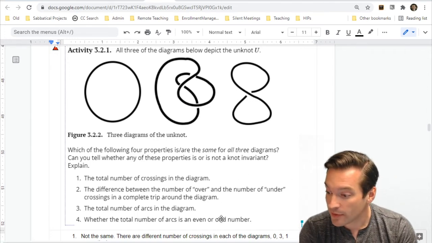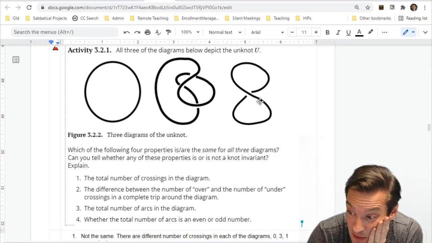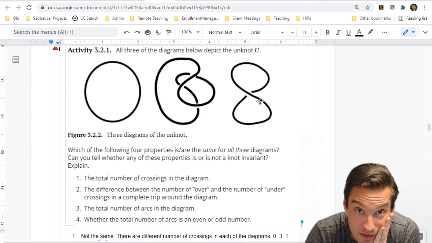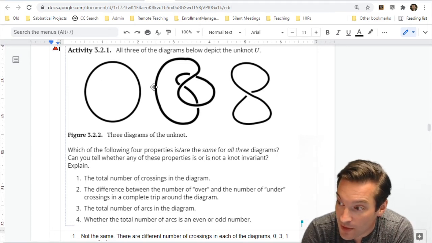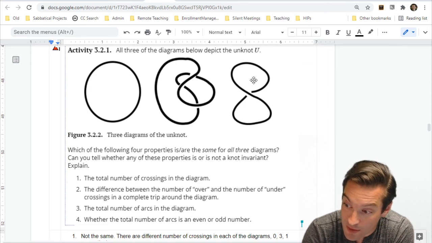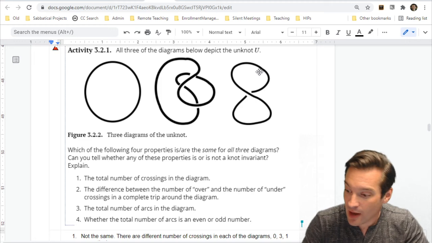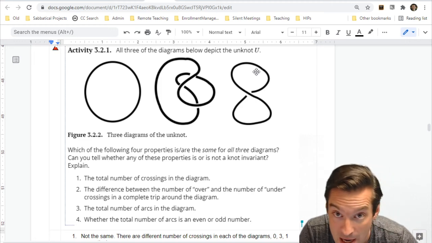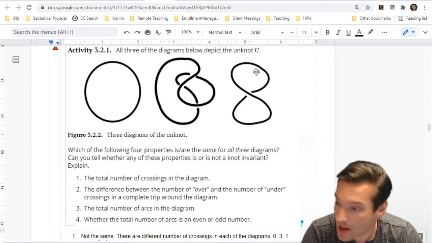Whether or not the total number of arcs is even or odd, on the other hand, we don't seem to get any disagreement from these 3 diagrams of the unknot, right? We have an odd number of arcs in this diagram, an odd number in this one, and an odd number in that one. So all 3 of these diagrams for the unknot have an odd number of arcs. So maybe the parity of the arc number tells us something about the knot. Maybe it's a knot invariant.